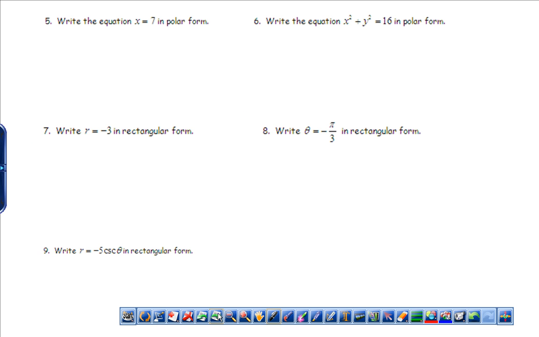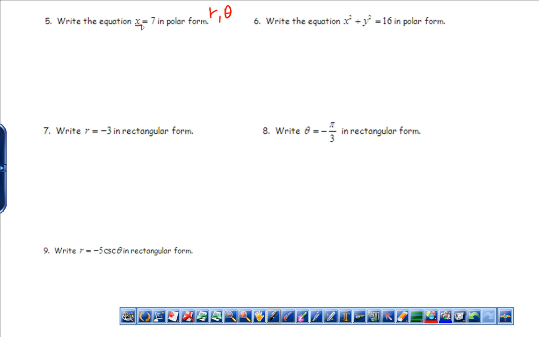Okay, so there's a bunch of problems here, but they're really short. You can go back to that box that has some shortcuts in it. What we're going to do is it says write the equation in polar. So polar means that I want r's and I want thetas. So this is what I would probably do with this one.